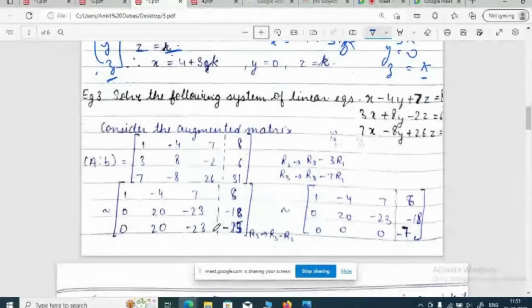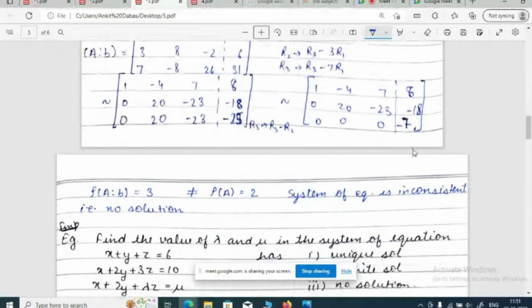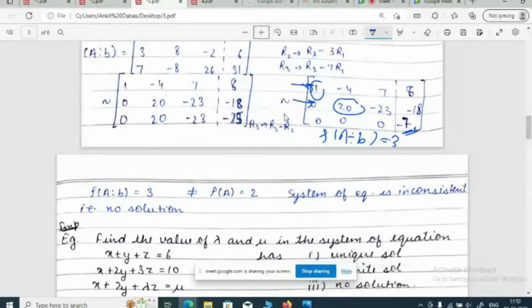Another question where you are asked to solve the system. In this case, this entry turned out to be non-zero. So the rank of the augmented matrix A|B is equal to 3, because the first row is non-zero, the second row is non-zero, and the third row is also non-zero. While if we consider only matrix A, the rank of matrix A is equal to 2. So these are unequal, so the system has no solution.